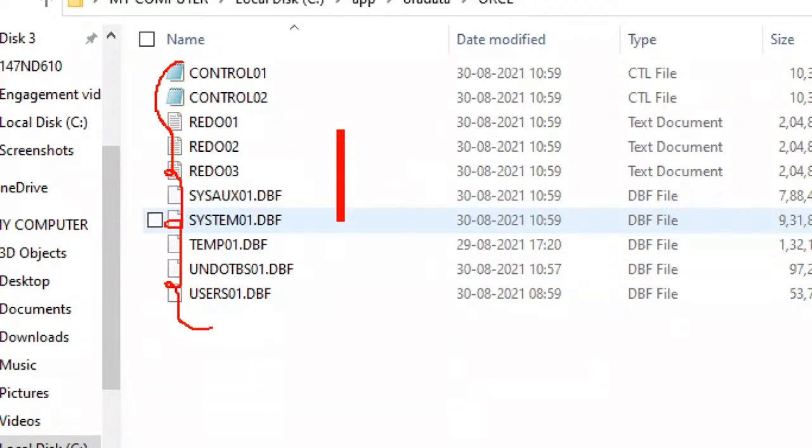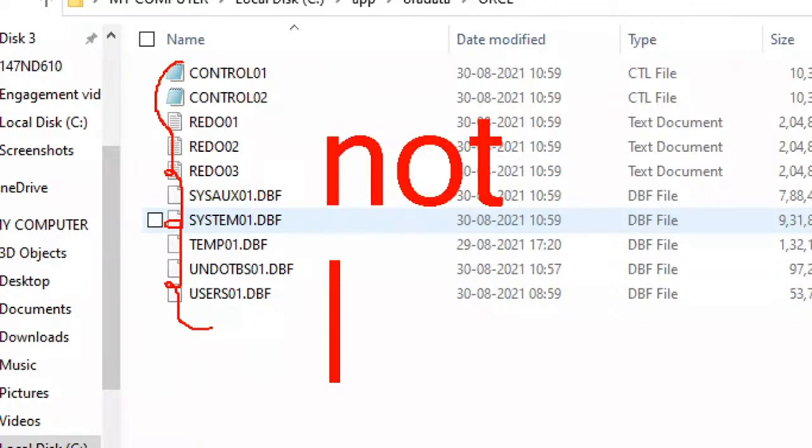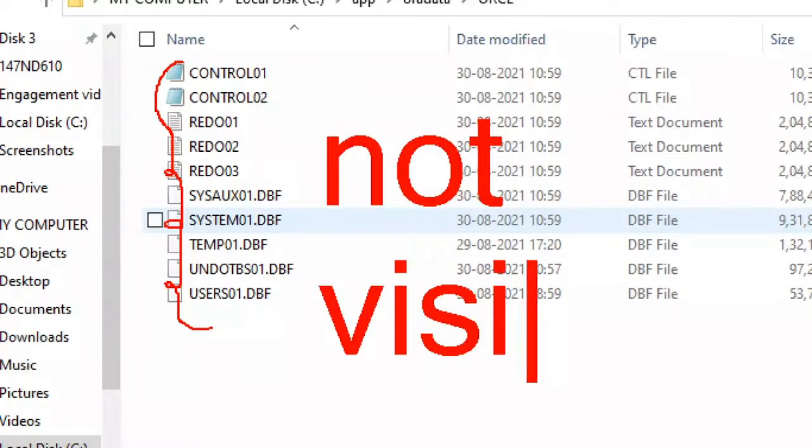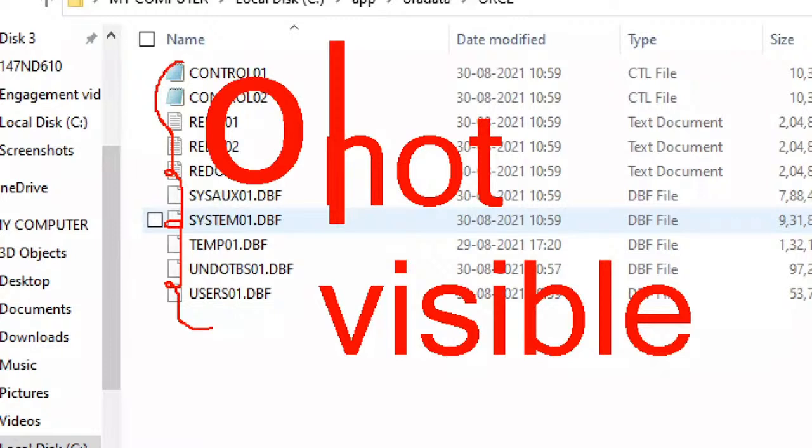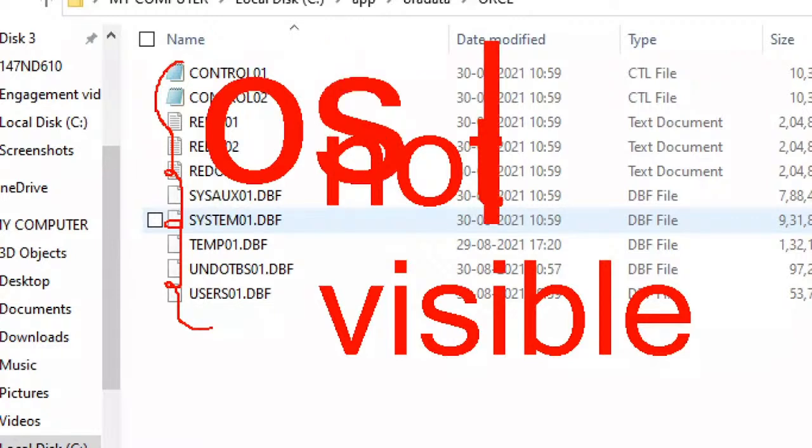But unfortunately, here, Z is a table I'm giving. Is that table visible in the operating system or not visible? Very good. Not visible. You are observing, right? This is not visible. That's why a structure which is not visible in the operating system, the OS, is called a logical structure.